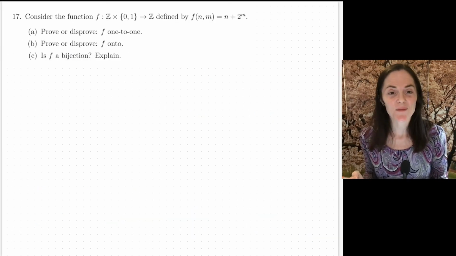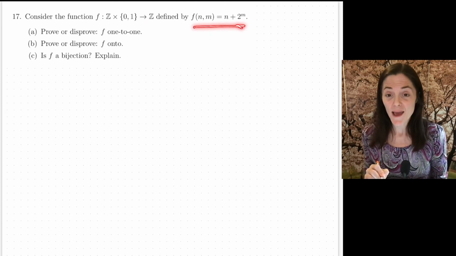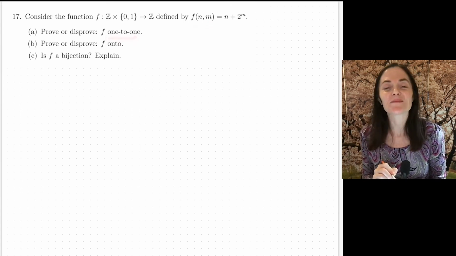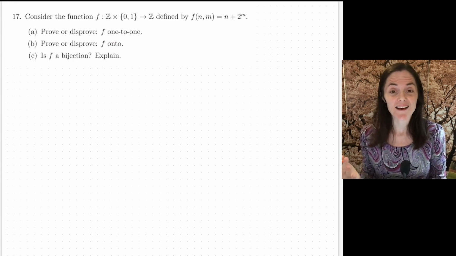Number 17, we have a function. Domain is Z cross {0, 1}. Codomain is Z. And the formula is here. F of (n, m) is n plus 2 to the m. We want to prove or disprove: F is 1 to 1. Prove or disprove: F is onto. And then we will make a comment. Is F a bijection?